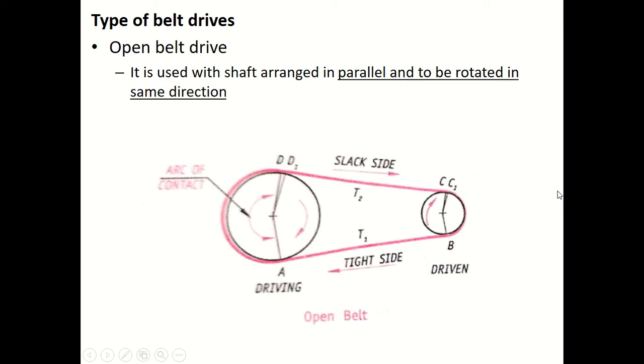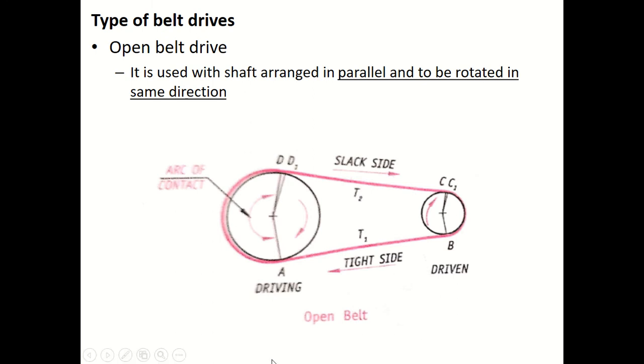Now let's look into the different types of belt drives. There are mainly two types: open belt drive and cross belt drive. In the case of an open belt drive, this type of belt drive is used when shafts are arranged in parallel and are to be rotated in the same direction. So it is used with the shafts arranged in parallel.